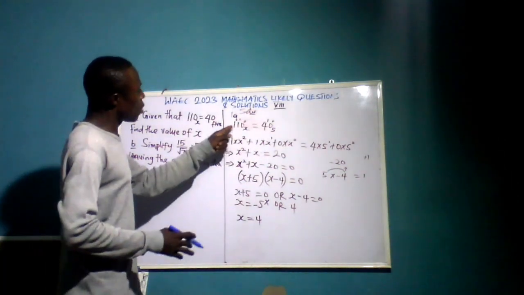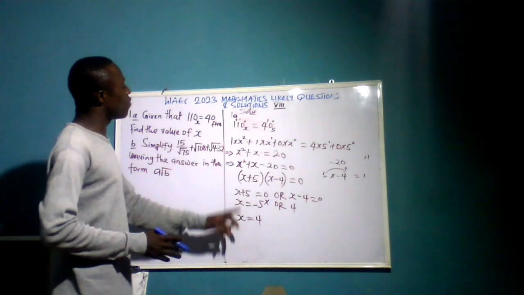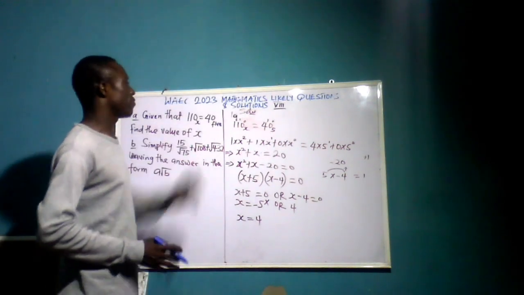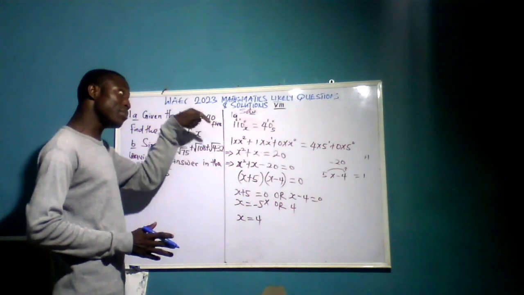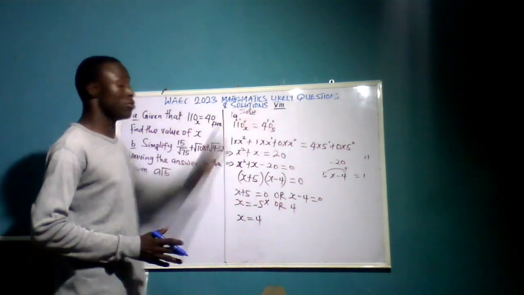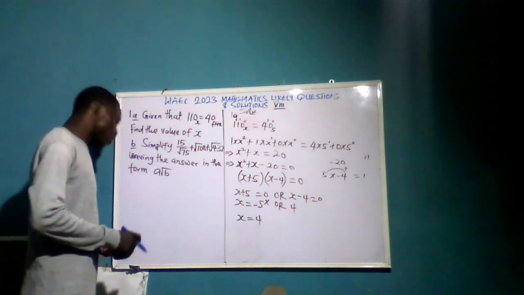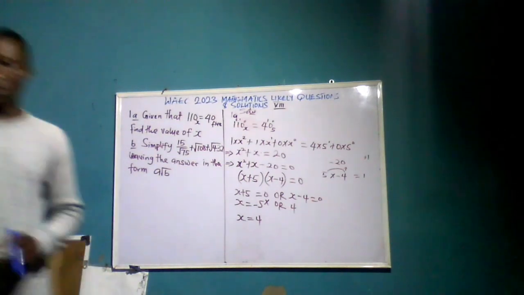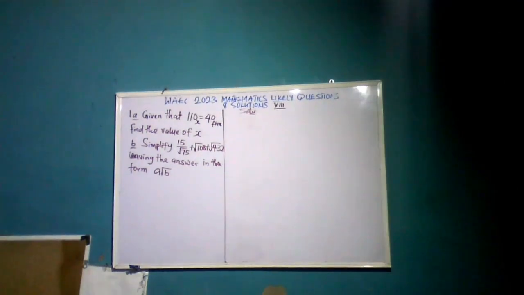Just convert 110 in base 4 to a number in base 5. If you convert it to a number in base 5, that number will be exactly 40. Okay? So that is that about question number 1A. Now let's look at question number 1.